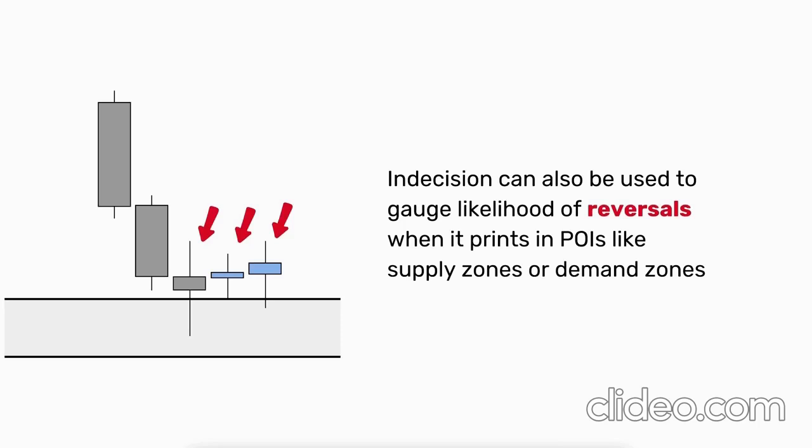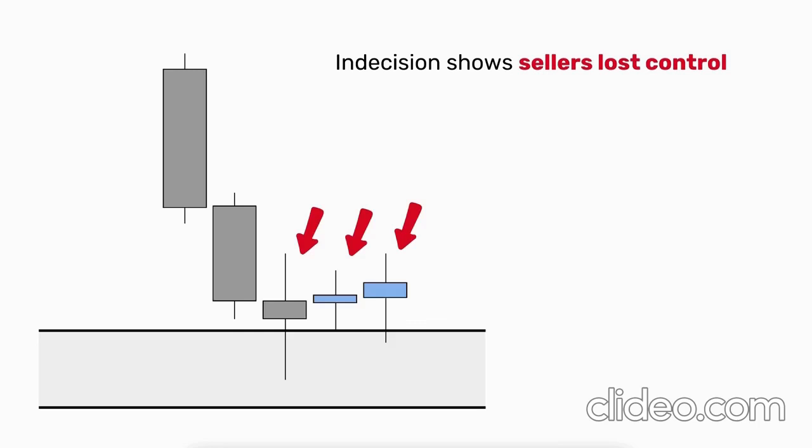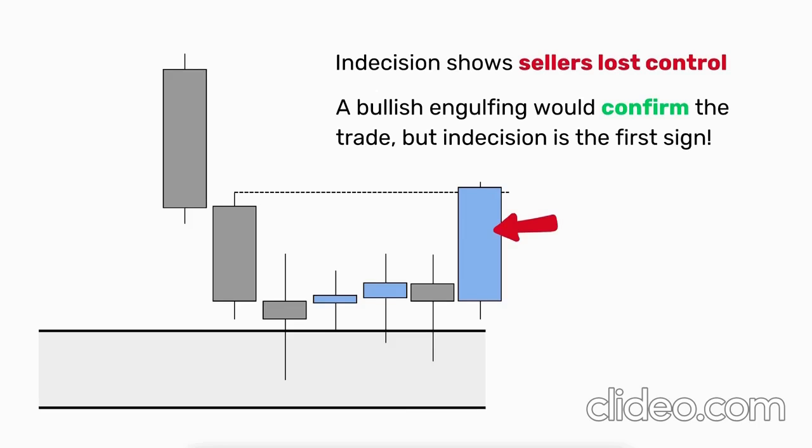And also, one of its primary use cases is to gauge the likelihood of reversals when it prints in points of interest like supply zones or demand zones. So here we see a collection of different candles, which shows that after this selling move, the sellers have lost control. This itself doesn't confirm a trade. We would generally want to see something like a bullish engulfing to confirm that the buyers did indeed take control. But the indecision is the first sign that the market is indeed slowing down. So it's a good place to start prepping buys and keeping in mind that this bias may shift now that we've seen a complete slowdown in momentum.